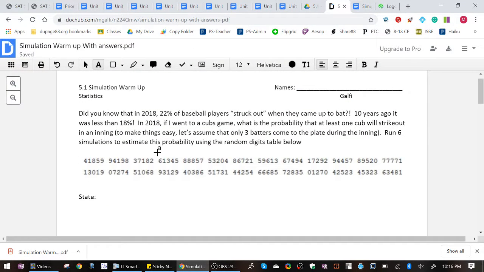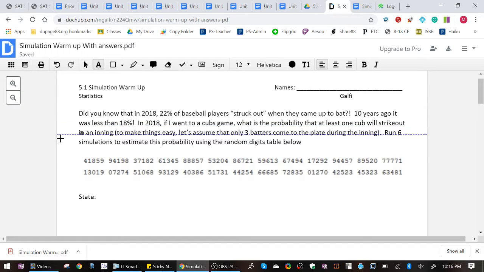Alright, so let's give you guys an example of how to run a simulation. I got this warm up. I'm going to put this up on Google Classroom so you guys can have it if you want to look at it or if you want a blank copy. It says, did you know that in 2018, 22% of baseball players struck out when they came up to bat? 10 years ago, it was less than 18%. So it's changed quite a bit.